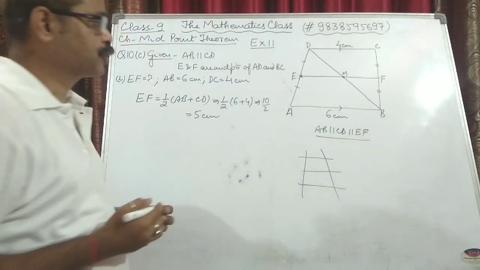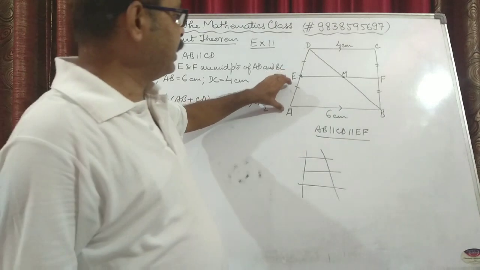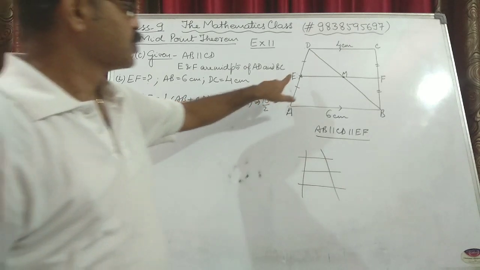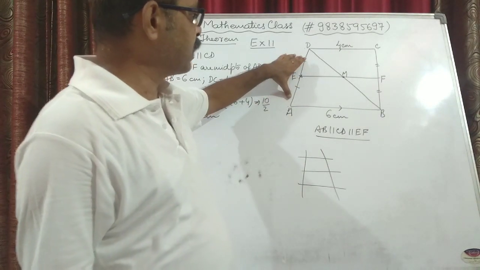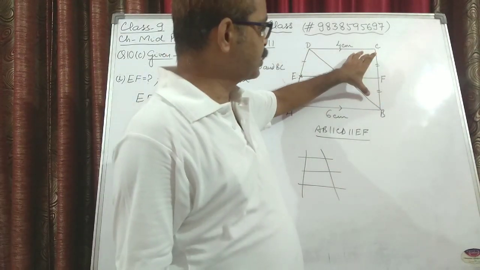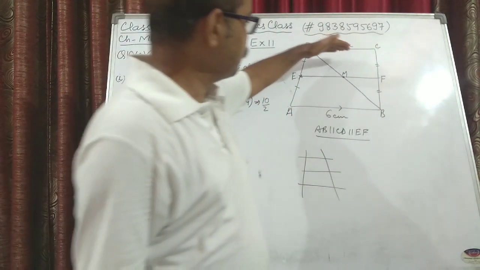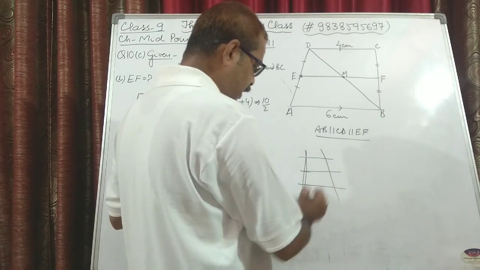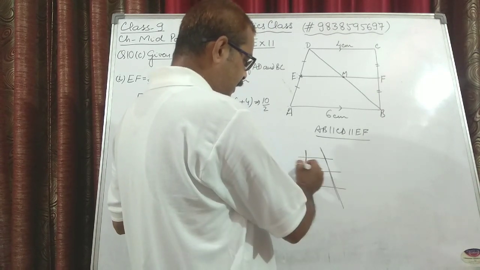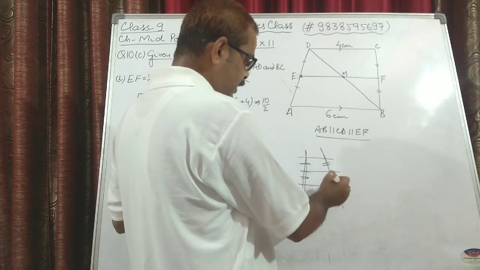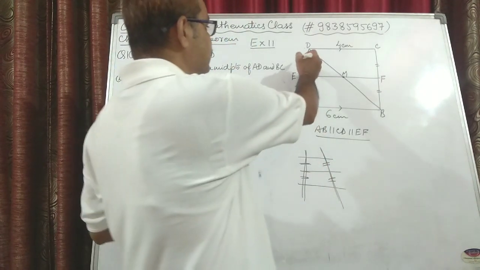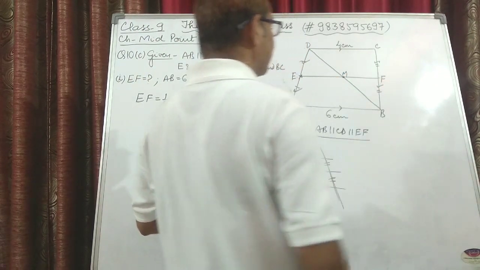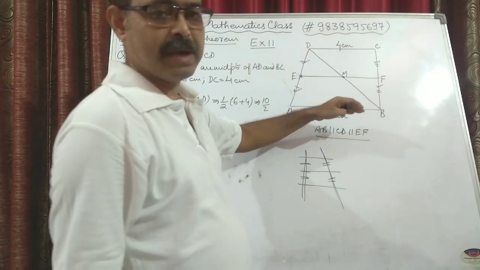In the diagram it shows that AE and ED are equal. They say that E and F are the midpoints. So E is the midpoint, it means these two parts are equal. F is the midpoint, it means these two parts are equal. Now you can see three lines, out of which two transversals are intersecting and their segments are equal. This is equal to this, at the same time this is equal to this. It means that the three lines are parallel.